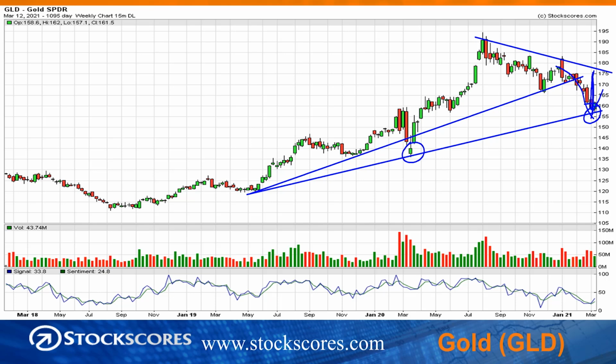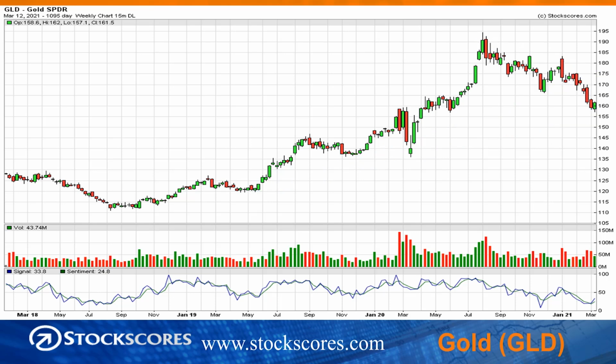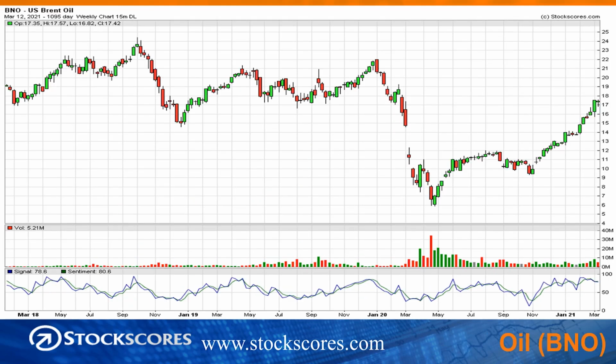So maybe a short-term trader can take advantage of some strength in mining stocks, but expect that to be a relatively short-term trade. And we could also have the risk of breaking that upward trend line, which could happen at any time as well. So be pretty selective with gold and mining stocks.